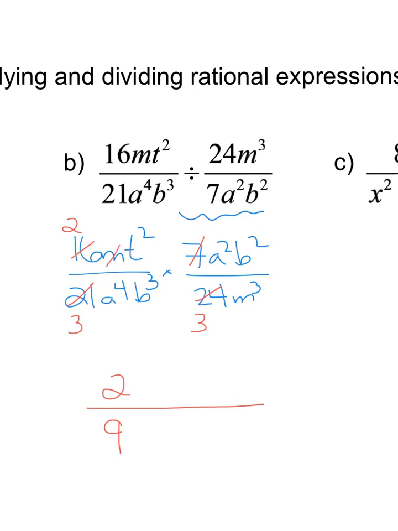I notice there's 1 on top, 3 on the bottom, which means I'm going to have 2 left on the bottom. Okay. I have 2 a's on top, 4 on the bottom, which means I'm going to have 2 left on the bottom. 2 b's on top, 3 on the bottom, which means I'm going to have 1 left on the bottom.